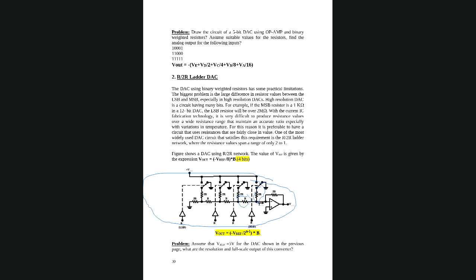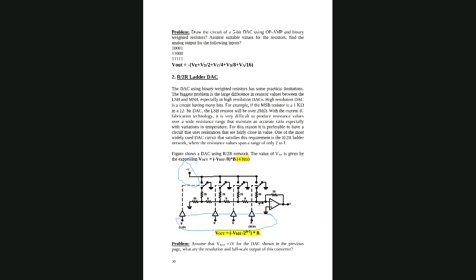This one is the contacts. See here, guys, these contacts. When we have all ones, all the contacts will be closed. If we have 0001, then only the first one will be closed, the others will be open. So only that bit will come which is coming from the V reference. So what is the advantage of this R-2R ladder network? The input is coming from here and the output is here.